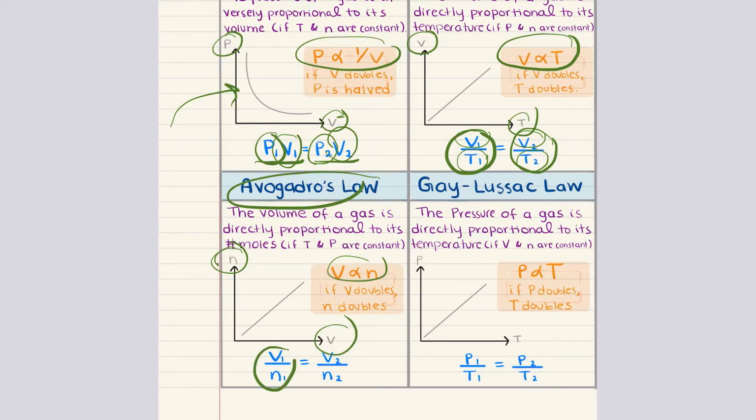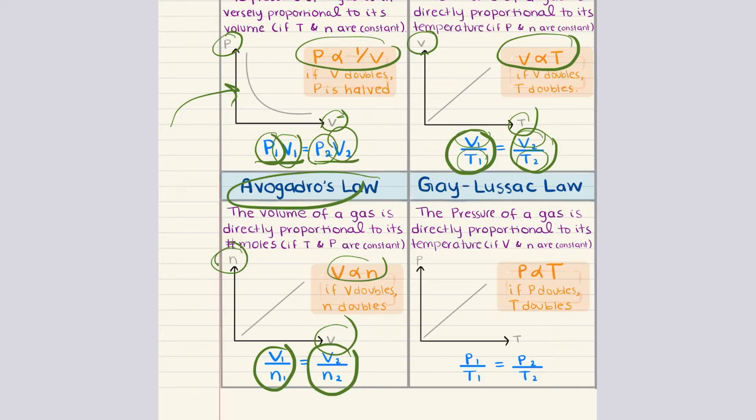Now, we can write an important mathematical expression for this law as well. V1 over N1 equals V2 over N2. So that means that the initial volume divided by the initial number of moles is equal to the final volume divided by the final number of moles after a change. Here, provided that temperature and pressure are held constant.